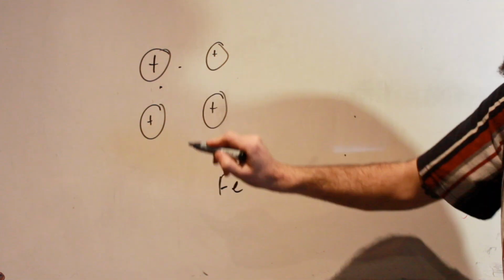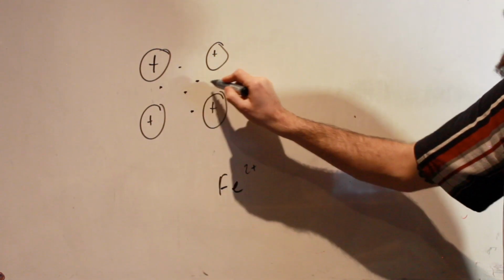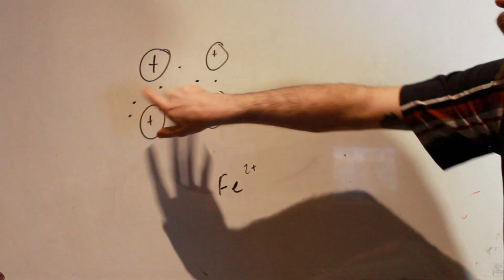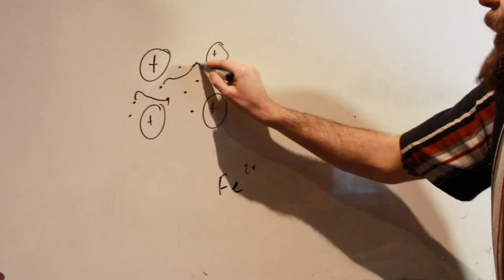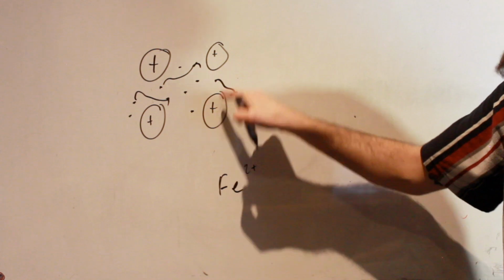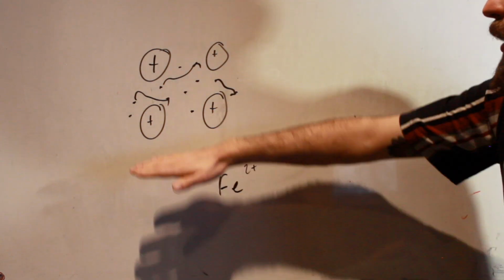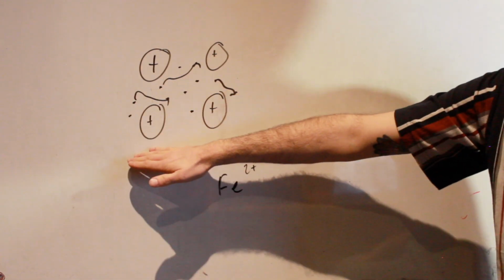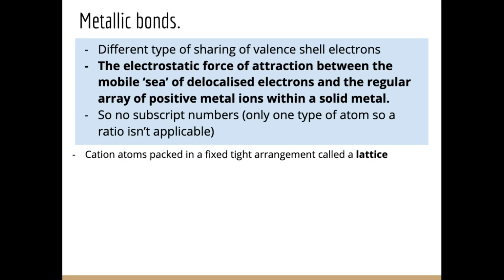So that means we can lose 2 electrons for this cation, 2 electrons for this cation, 2 electrons for that cation, and 2 electrons for that cation. What these electrons do is they become delocalized and they're free to move within this lattice of metal cations. And we know that the negative and the positive attract each other, so we get a very strong bond between these delocalized electrons and this fixed lattice of cations.